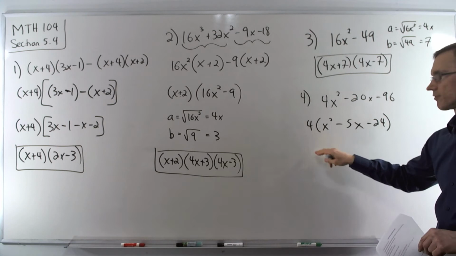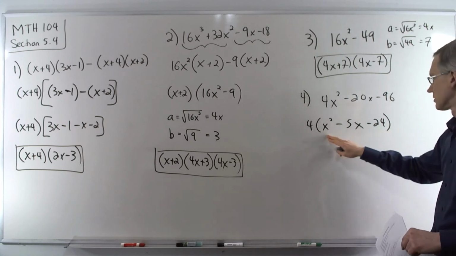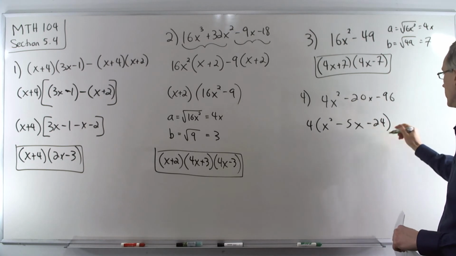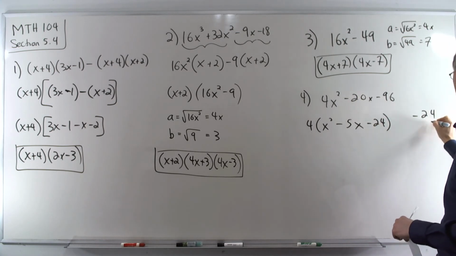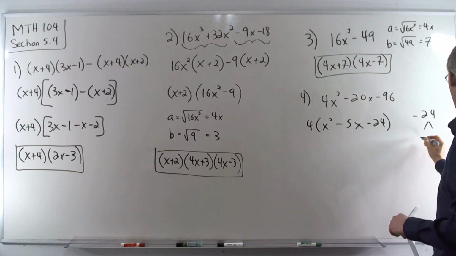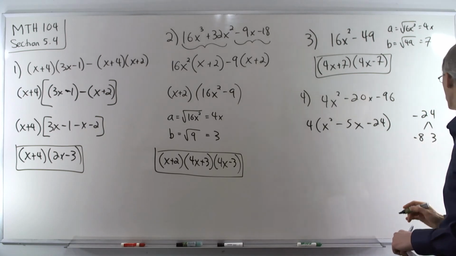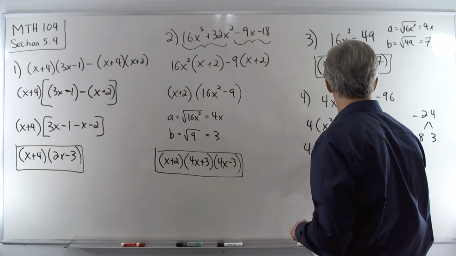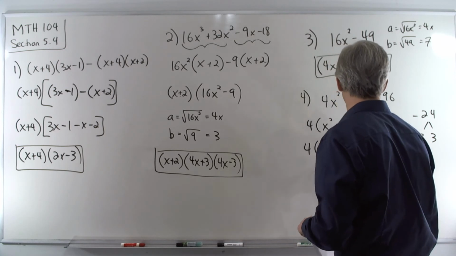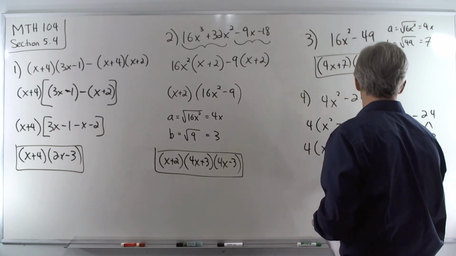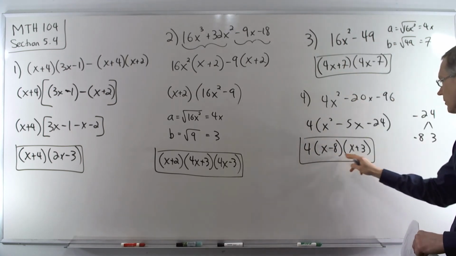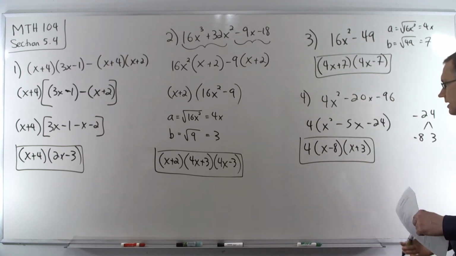Now once we factor out the 4, now we have much easier to factor expressions inside the parentheses. So we're going to look for two numbers that multiply to get 24 and add to get -5. That'll be -8 and 3. Those two numbers go right inside the binomials. 4 times x minus 8 times x plus 3.